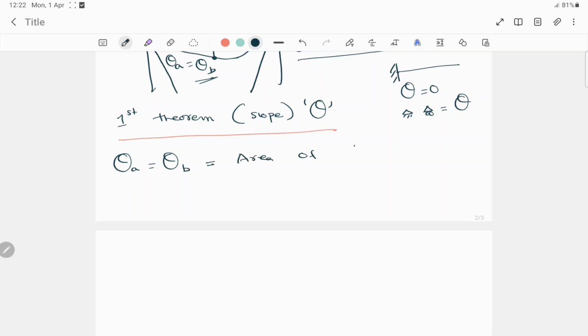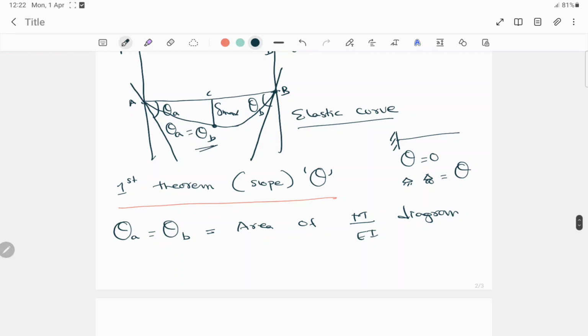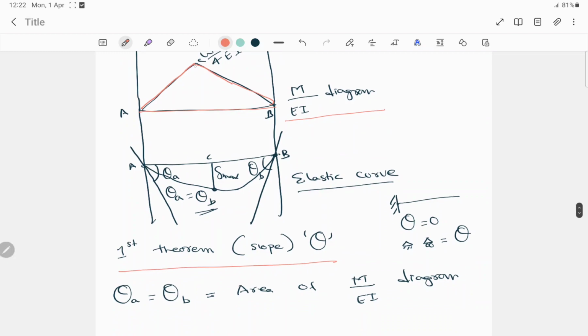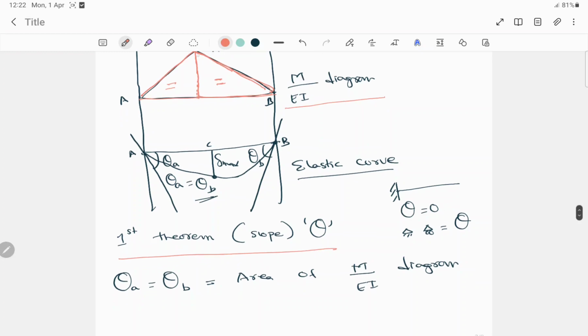And what was the formula? Area of the M by EI diagram. Where is the M by EI diagram? This is the M by EI diagram, and from this diagram we have to find the slope. We draw an imaginary line and find the area of this part, because this part is equal to this part. So if we solve this part, we get the value for this part as well.